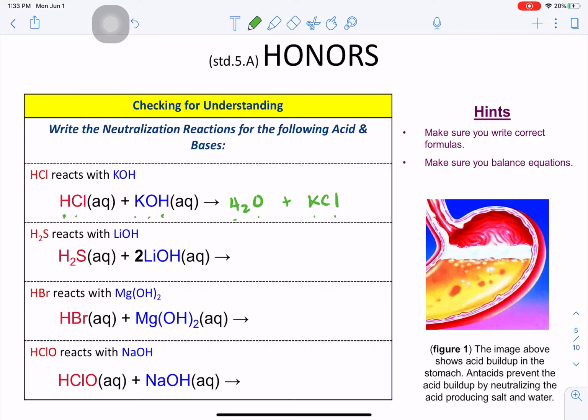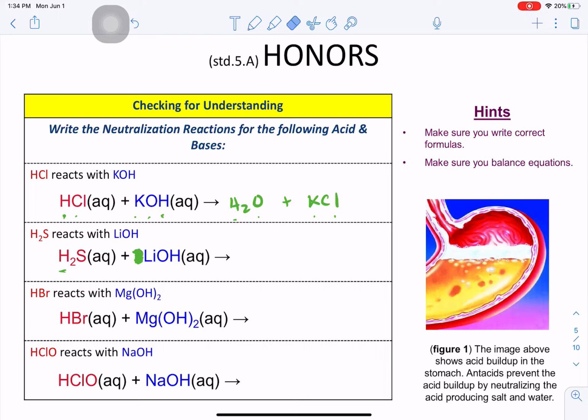H2S reacts with LiOH to produce, and I made a mistake here. I wanted to do this for you, so just ignore that for now. I forgot to erase that off the answer key. So it's H2S reacting with LiOH. Now, which one's the acid? Which one's the base? Well, you see that H is in front. That's going to be our acid. This is going to be our base because we see that OH.